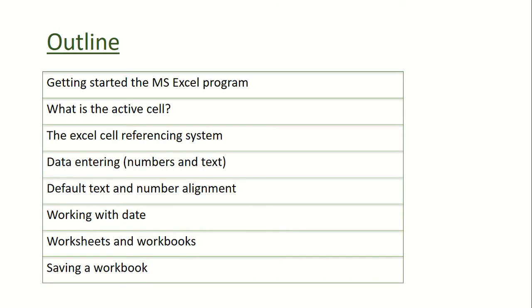Our outline: we're going to get started with MS Excel and learn how to work around the interface, because we have different tabs and a lot of things. When you open Microsoft Excel, you see a lot of things on the screen. You need to understand how to enter data, how to work with numbers and text within your worksheet, how to work with dates, and what the difference is between a worksheet and a workbook. Then how to save your workbook.